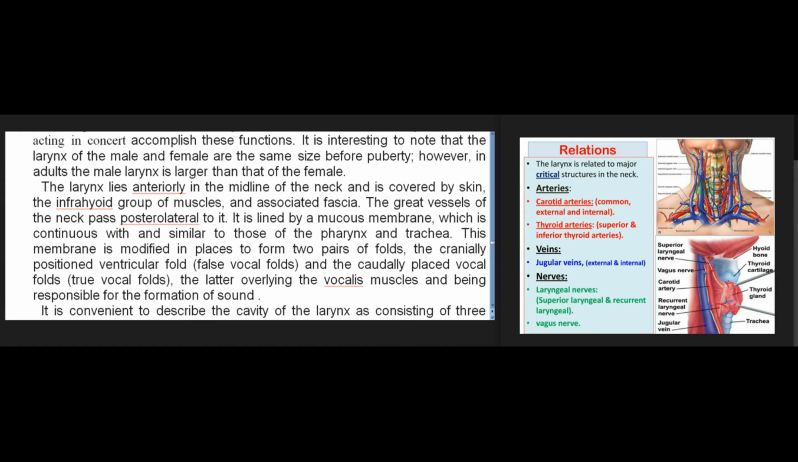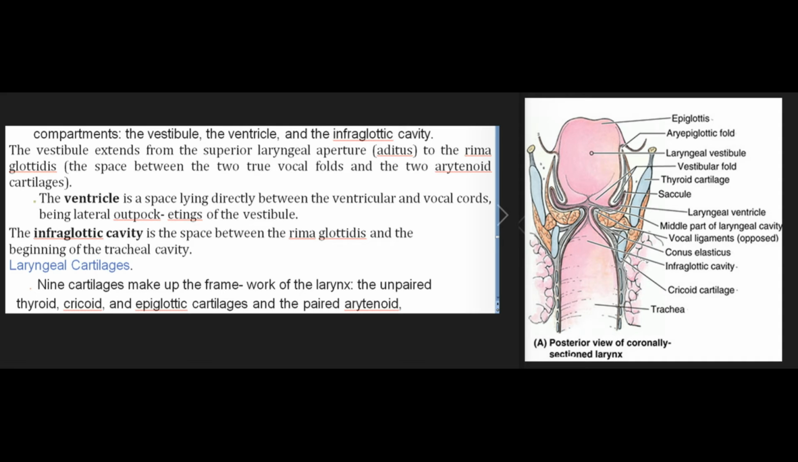It is convenient to describe the cavity of the larynx as consisting of three compartments: the vestibule, the ventricle, and the infraglottic cavity. The vestibule extends from the superior laryngeal aperture, the aditus, to the rima glottidis, the space between the two true vocal folds and the two arytenoid cartilages. The ventricle is a space lying directly between the ventricular and vocal folds, being lateral outpocketings of the vestibule. The infraglottic cavity is the space between the rima glottidis and the beginning of the tracheal cavity.